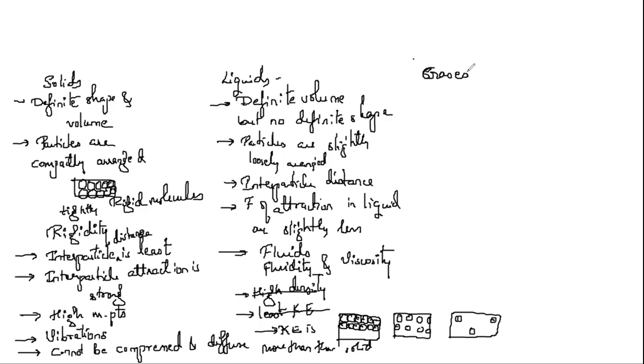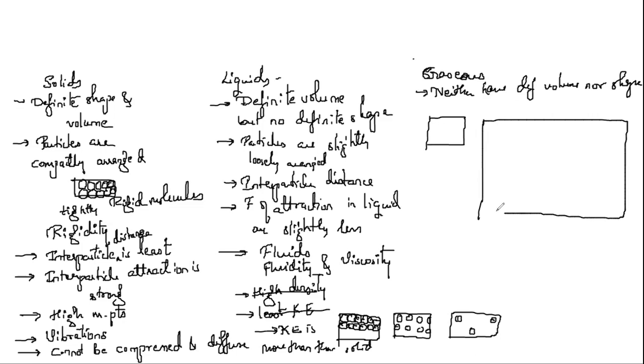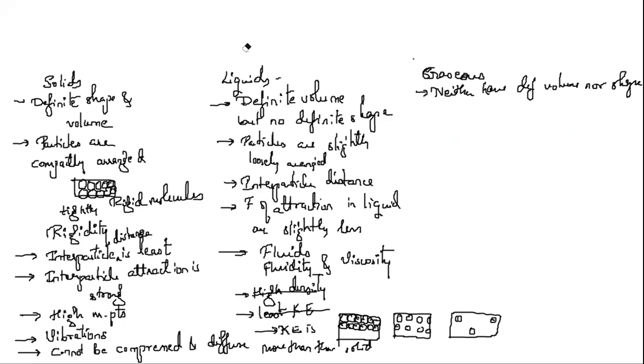Then we have gases. When I speak about the states, it is solids, liquids, and gaseous state. But when I speak about examples, I call them gases. So gases neither have definite volume nor definite shape. If I take some molecules of gases in a box, they will take the volume of this box. If I let the molecules of gases in a big room, they will take the volume of the big room. Therefore we say they do not have definite shape nor definite volume, right?